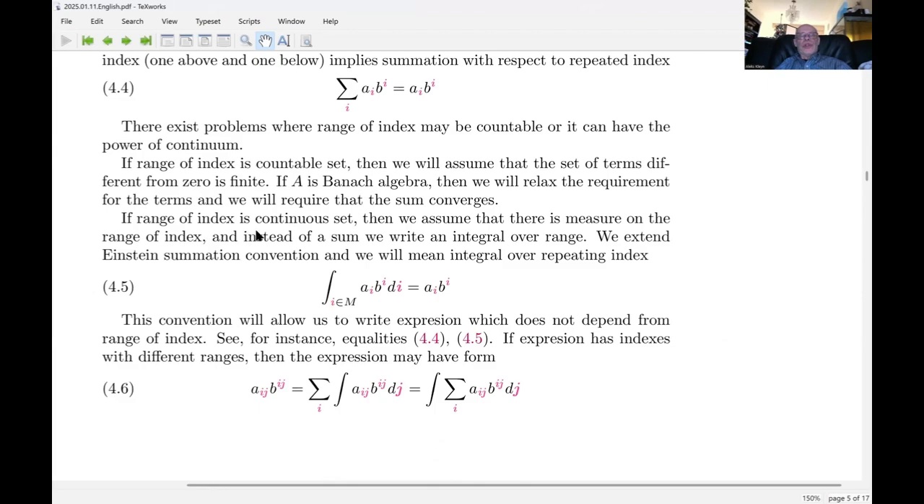If the range of an index is a continuous set, then we assume that there is a measure on the range of the index, and instead of a sum, we write an integral over the range. We extend the Einstein summation convention, and we will mean the integral over a repeated index, like equality 4.5. This convention will allow us to write expressions which do not depend on the range of the index. See, for instance, equality 4.4 and 4.5. We see that the right side of the equalities is the same. If an expression has indexes with different ranges, that expression may have a form like equality 4.6. Here we have a sum over index i and an integral over index j.